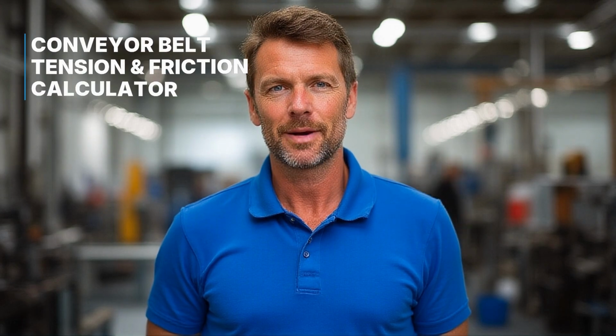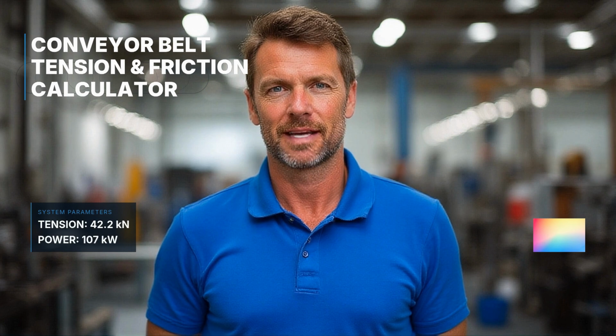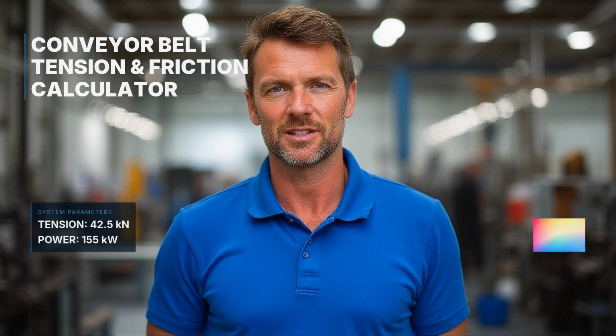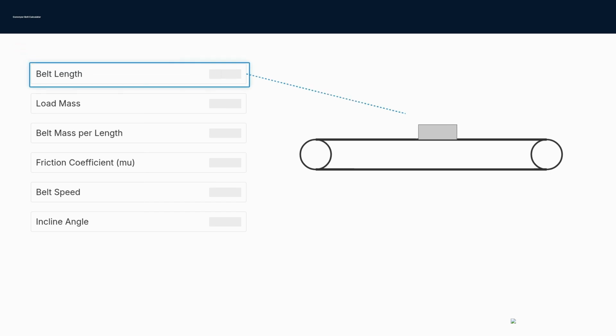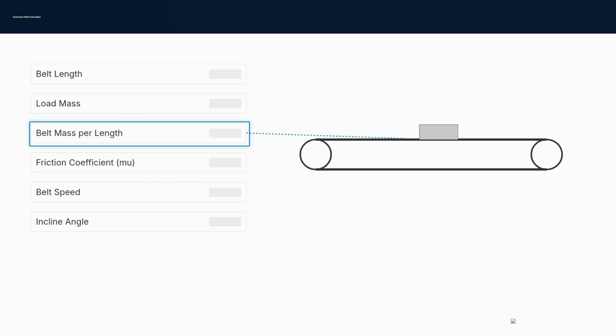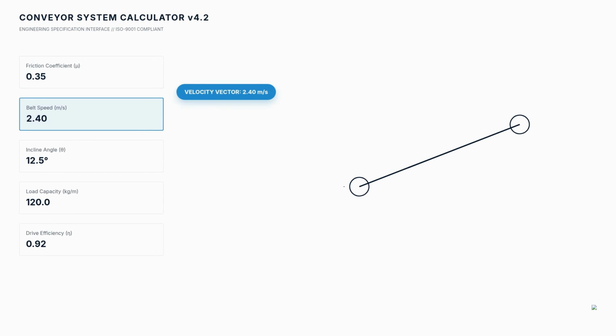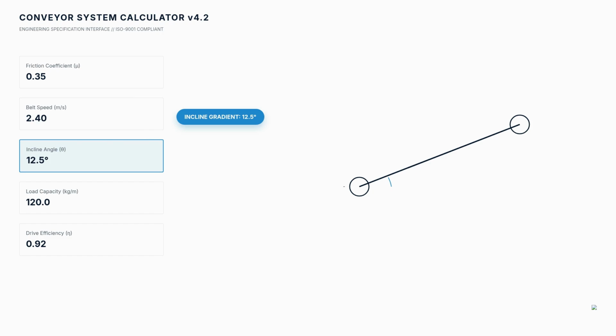This is the Conveyor Belt Tension and Friction Interactive Calculator, which solves for belt tensions and motor power requirements in conveyor systems. Let's review the 6 input fields. First, enter belt length in meters. Second, input load mass in kilograms. Third, specify belt mass per length in kilograms per meter. Fourth, enter the friction coefficient, represented by mu. Fifth, input belt speed in meters per second. Finally, enter the incline angle in degrees.